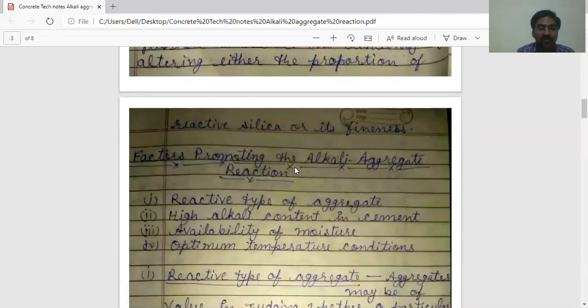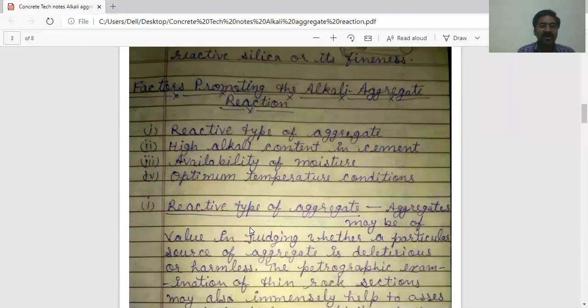Now, factors promoting the alkali aggregate reaction. The first factor is the reactive type of aggregate. Second is high alkali content in cement. Third is availability of moisture, and fourth is optimum temperature condition. The first factor is the reactive type of aggregate.